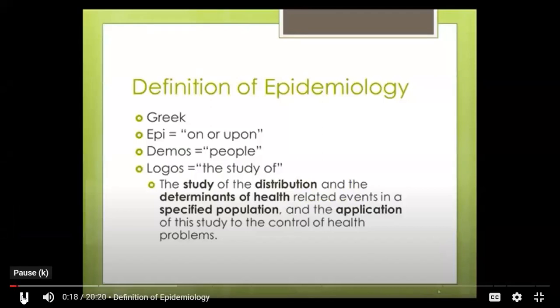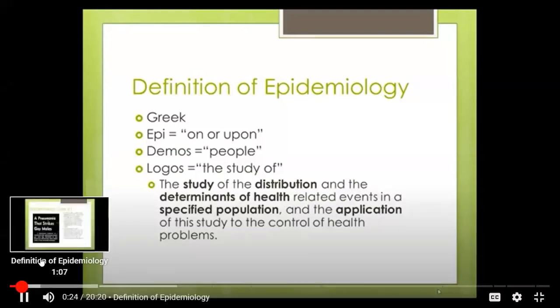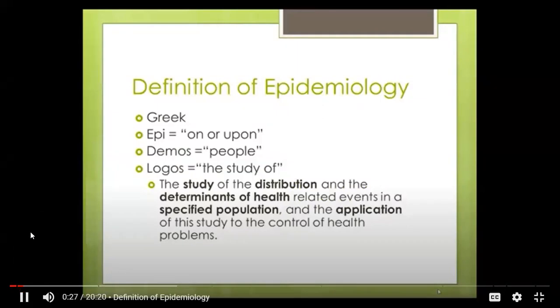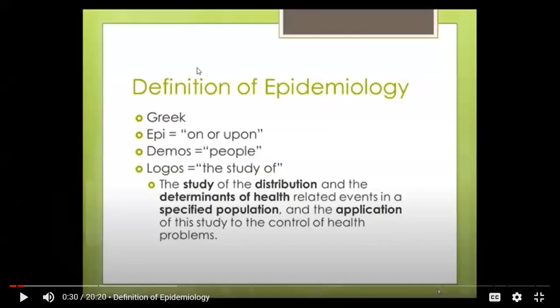The definition of epidemiology is essentially the study of the distribution of determinants of health, like disease and chronic conditions, related to the events in a specified population, and the application of this study to the control of health problems. Epidemiology is a Greek word. Epi means on or upon, demos means people. So it is the survey or any kind of study on a particular group of population in a particular geographical area.